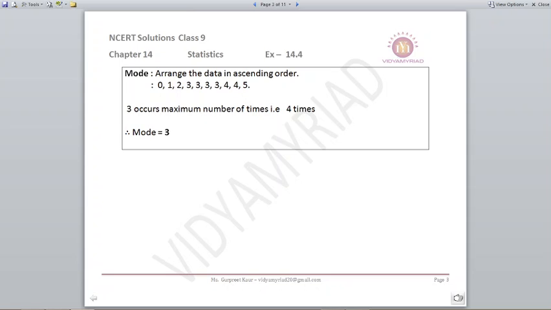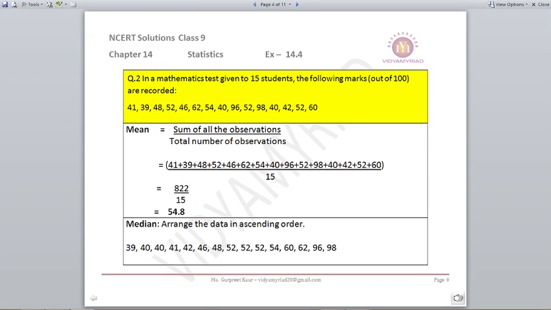Mode is the maximum or the most frequently occurring observation. Here also we will arrange our data in ascending order, and we will see which number is repeating the maximum number of times, that will be my mode. In this data we see that 3 is occurring the most, 4 times. So our mode is 3. So the whole exercise is based on your mean, median and mode. I have explained all the formulas. Now let us do the other questions quickly.